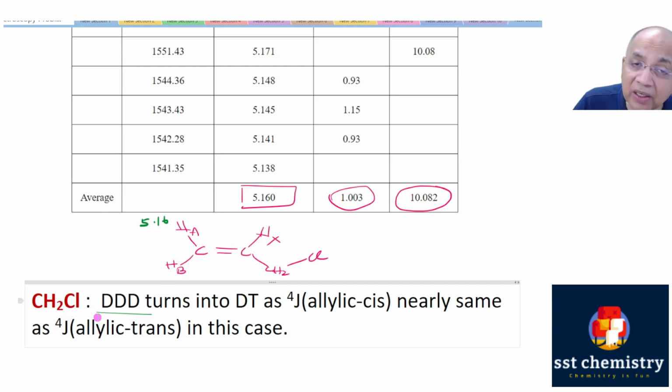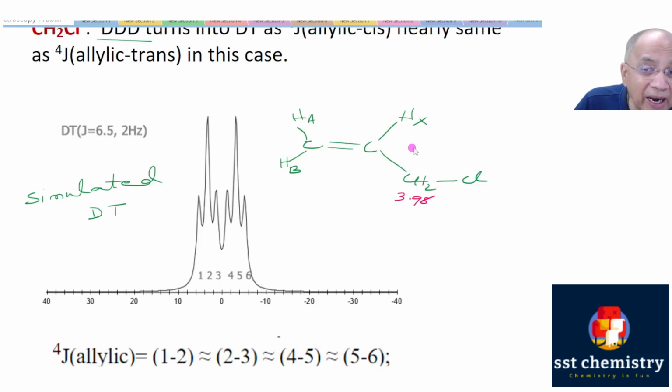But what about CH2Cl? CH2Cl, ideally it should be a DDD. But since the allylic coupling is taken to be 1, no cis-trans, they are very close. So these two will be counted together as 2. So it will be a DT. So I have simulated in the same software how it looks like a doublet of triplets here with a little greater value of the smaller constant. Otherwise, it will be so close, it appears less aesthetic.